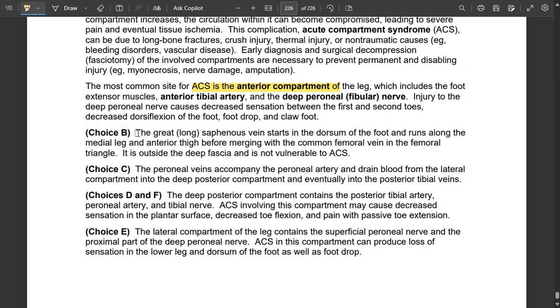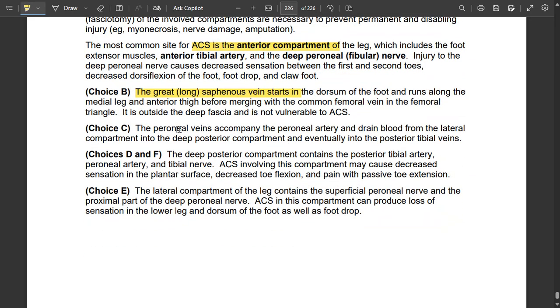The great saphenous vein starts at the root of the foot, runs on the medial leg and anterior thigh before merging with the common femoral vein in the femoral triangle. It is outside the deep fascia and is not vulnerable to ACS.